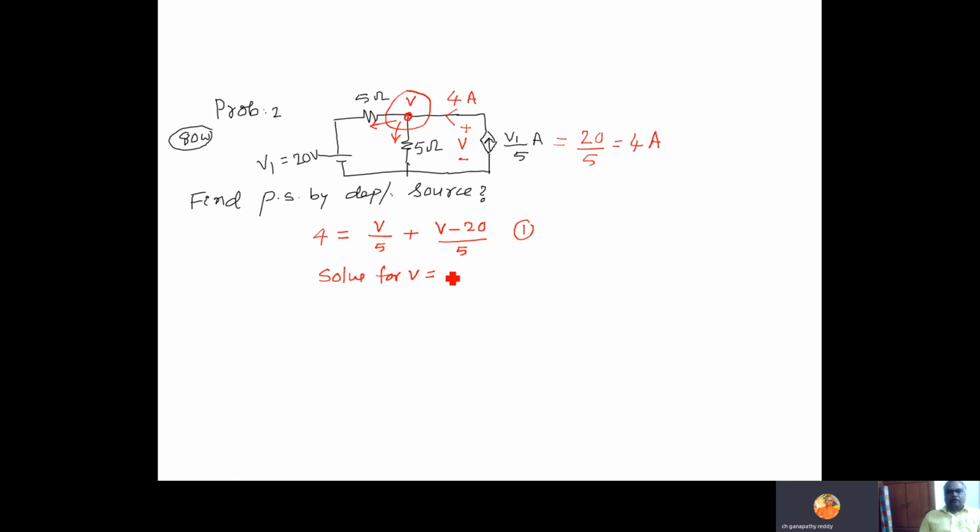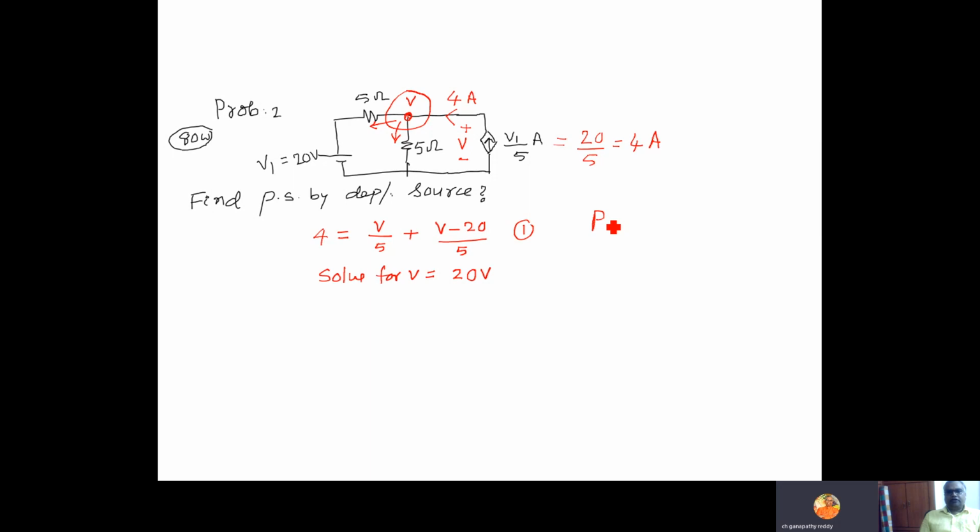Solve for V, you get 20 volts. So when V is 20, I am using nodal because I am interested in voltage. Nodal or mesh we can apply, but nodal is better. I am going for nodal because of two source problem. This comes under two source. No series parallel, no voltage division, no current division. So solve for V, you get 20.